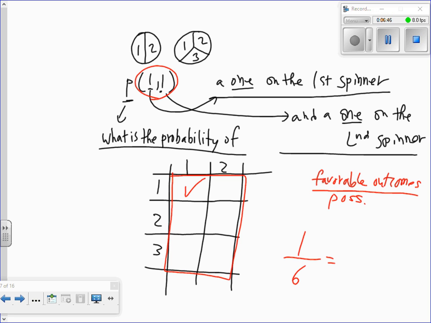As a decimal, if I took my calculator, 1 divided by 6 is 0.16 repeating, which is approximately 17% chance, right? Or 16 2/3% or 16.6 repeating percent. So the probability of spinning a 1, 1 with those two spinners is roughly 17%.